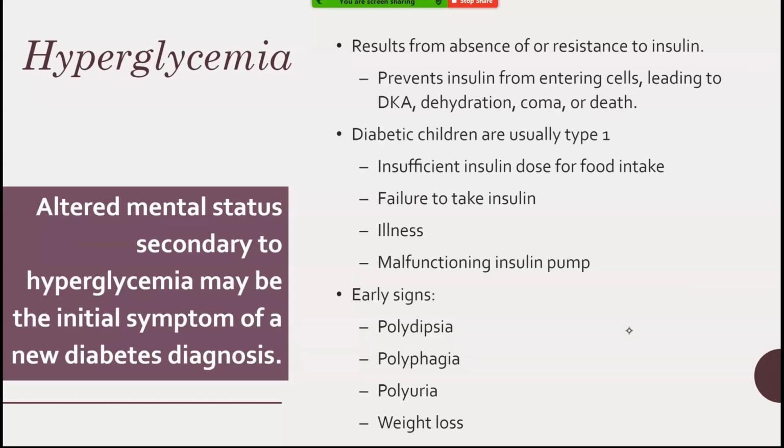As I just said, hyperglycemia in a young child with altered mental status can be the initial symptom of a new diabetes diagnosis, right? All of a sudden, mom notices that the kid is drinking more, eating more, going to the bathroom more, but not gaining any weight. Most of the time, if you have a kid who is a diabetic, they are usually type 1. There is this really fun trend in the United States that children are becoming type 2 diabetics earlier and earlier because of morbid obesity. So don't necessarily rule it out.